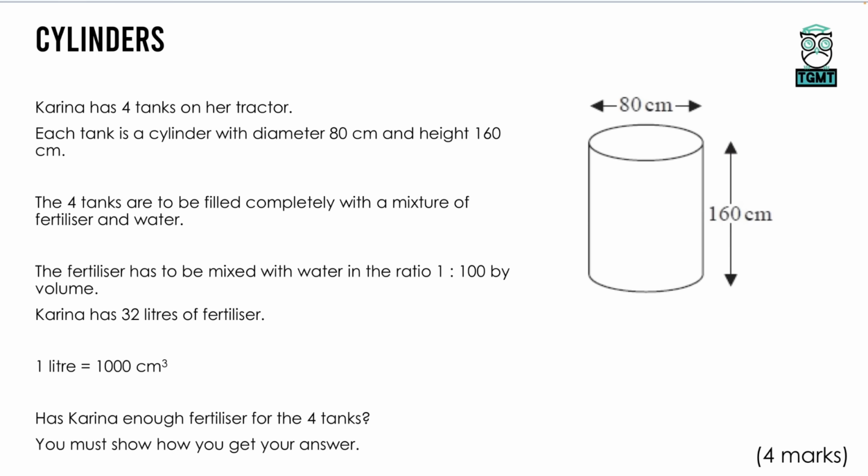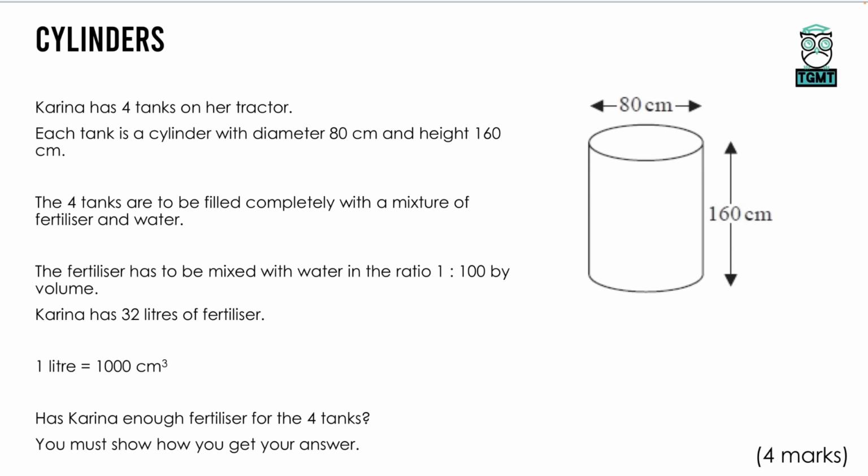It says here, Karina has 4 tanks on her tractor. Each tank is a cylinder with diameter 80 and height 160. The 4 tanks are going to be filled completely with a mixture of fertiliser and water. The fertiliser has to be mixed with water in the ratio 1 to 100 by volume. Karina has 32 litres of fertiliser. And it tells us here that 1 litre is equal to 1,000 centimetres cubed. Has Karina enough fertiliser for the 4 tanks? You must show how you get your answer.